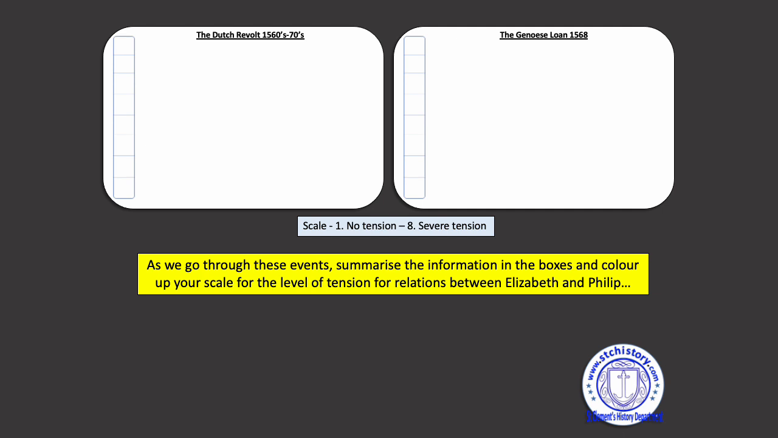We're going to see these white boxes quite a lot over the next few lessons, because I think they're quite a nice way for you to see visually what events in the chronology of the story get more dangerous. We could probably do something similar when revising for the Cold War as well. So obviously we're going to see the Dutch Revolt in the 60s and 70s, the Genoese loan in 1568, and we'll see Mary Queen of Scots, and we'll see the Northern Rebellion in the rest of this lesson.